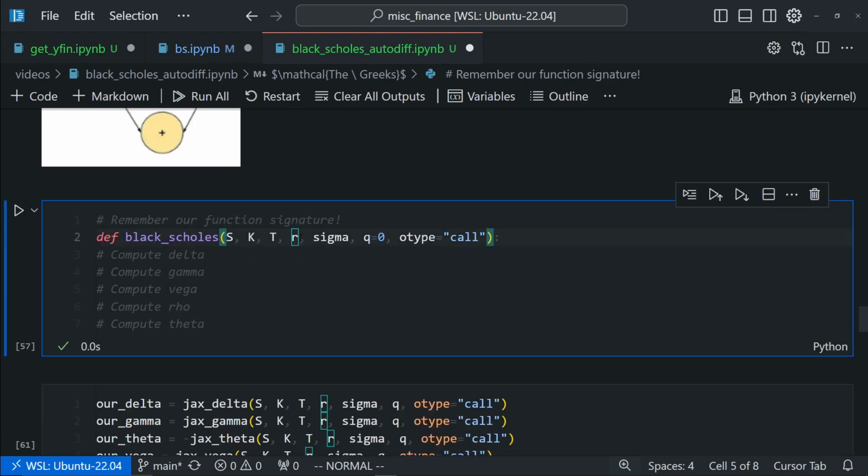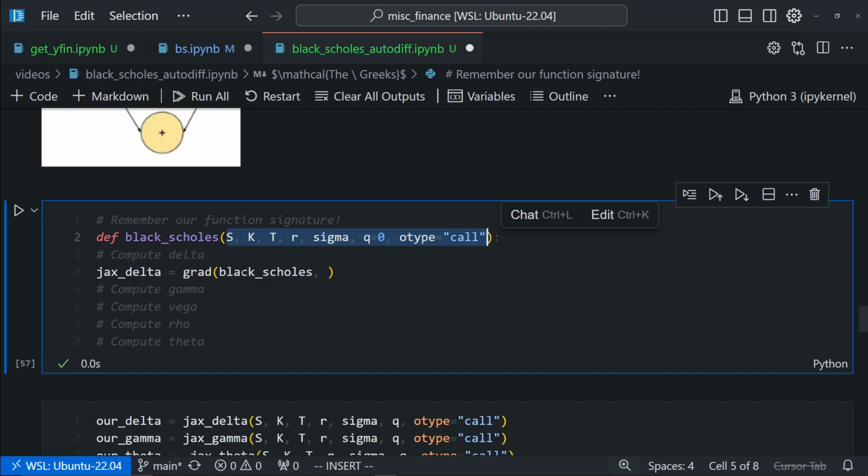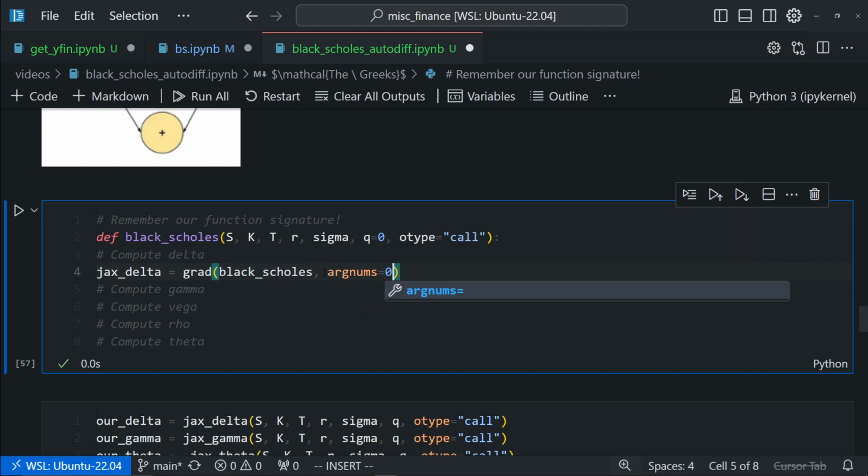So remember, this is our function. And the way that you actually do this is you will do, let's say, jax_delta. Let me turn off the LLM. jax_delta equals grad. So that's our JAX function that computes gradients, also known as just derivatives in this case. And all you need to do is pass in the base function, Black Scholes, and then you pass in the argument number that you want the derivative with respect to. So the delta is the derivative of the Black Scholes pricing model with respect to S. So in our case, that will simply be argnums equals 0.